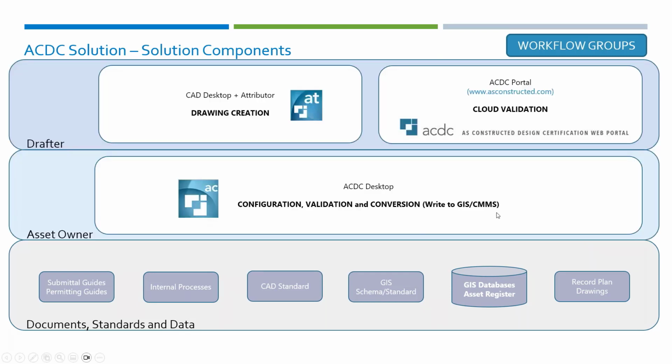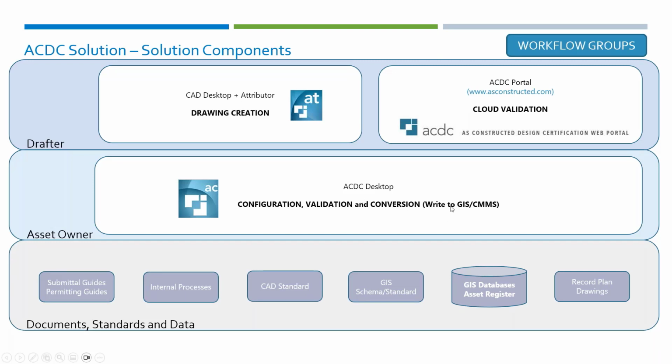So yeah, this is the desktop. These three things, these three bubbles, are the components of the ACDC solution. The desktop itself we use in two ways. It is a workhorse where you can go in, get a CAD drawing, validate it again in the desktop and push it and convert it straight into your GIS, whether that's Esri or Munsys or any GIS database, doesn't matter.